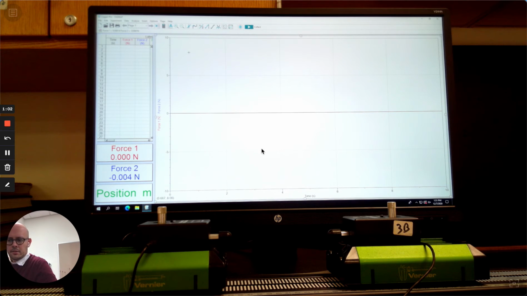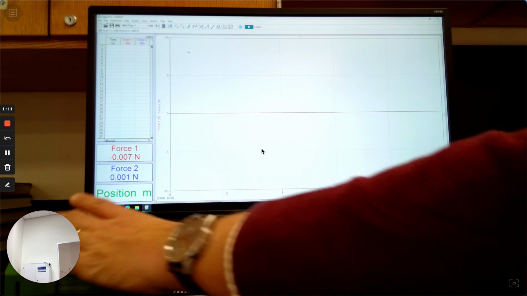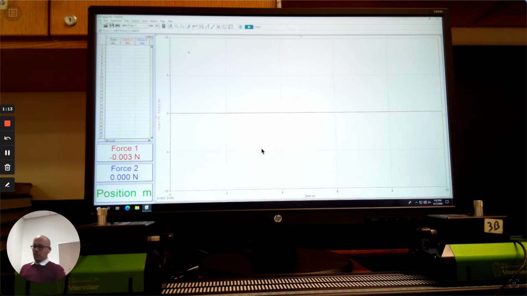So that's the sensors. Basically, what's going to happen is I'm going to arrange 5 different scenarios where the carts will hit one another and bounce off. They're going to make force graphs over time. We haven't looked at those yet, but it's no big deal. It's just registering how big the forces are as things collide. So what I need you to do is make a prediction.